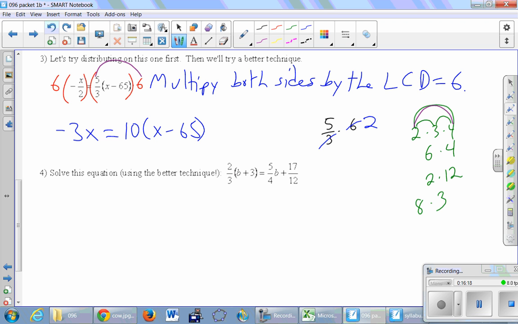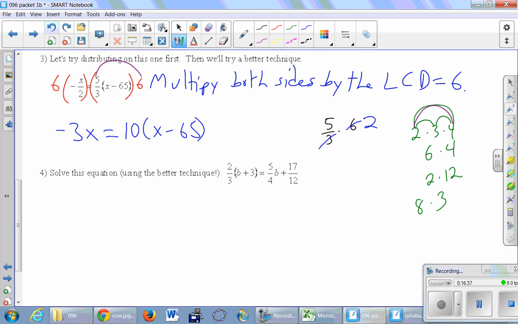That step that we just did is not trivial, so I want to make sure everybody's okay with it. We had three things multiplied together. You can choose to multiply any two that you want and then do the third one last. I chose to multiply 5/3 and 6. I got 10, and I do the third one last, x minus 65.